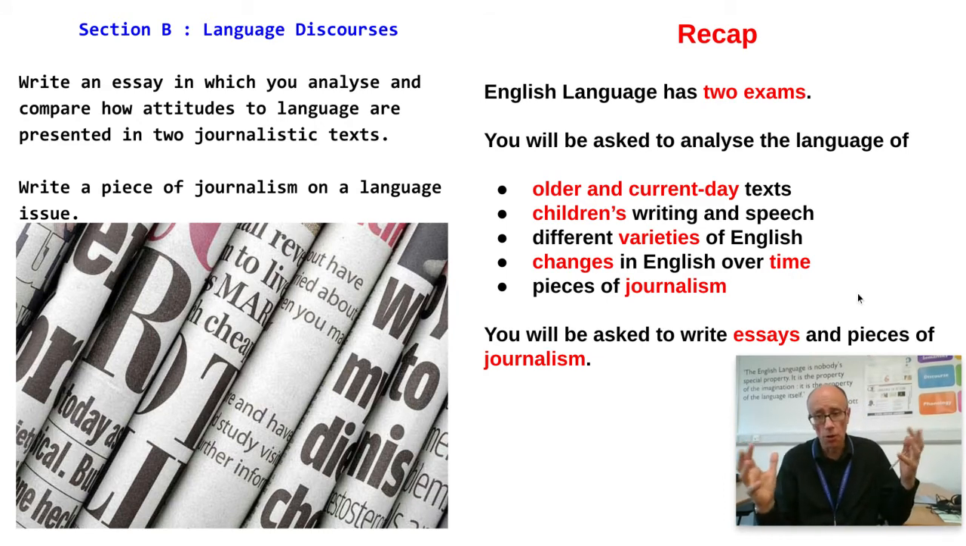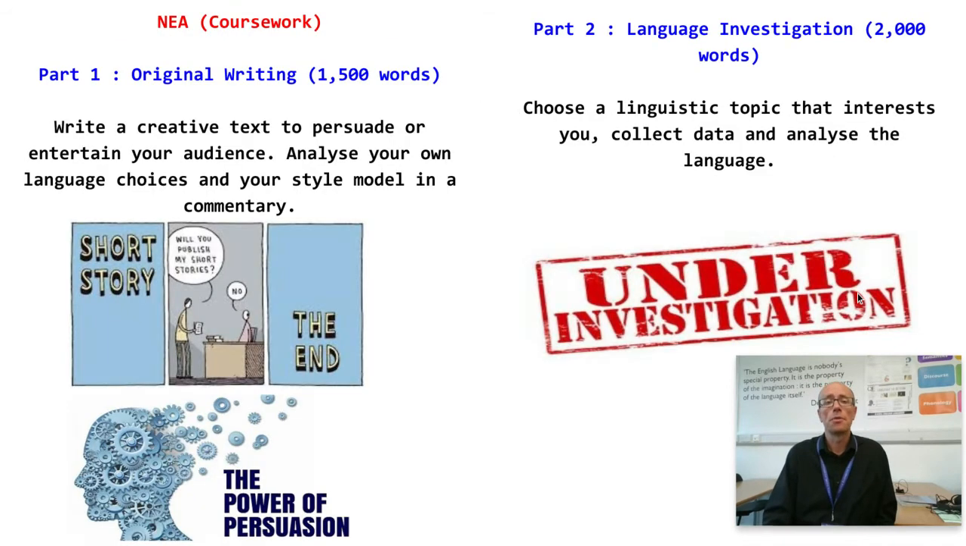Now, that's not all, because that's 80% of the qualification. But then you've got your good old NEA. We're not allowed to call it coursework anymore. We're shifting the label for it. It's now called non-exam assessment. So your NEA is 20% of the qualification, and it's split into two. The first part of it is called original writing. So on this, you're going to be doing 2 bits of original writing in the first year.